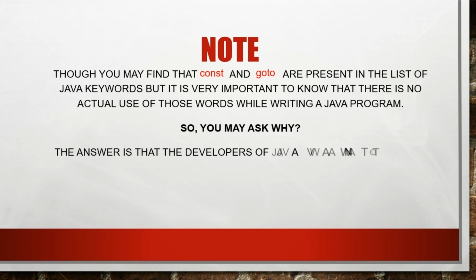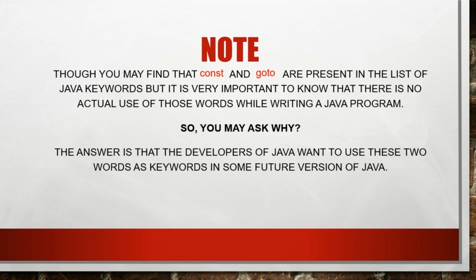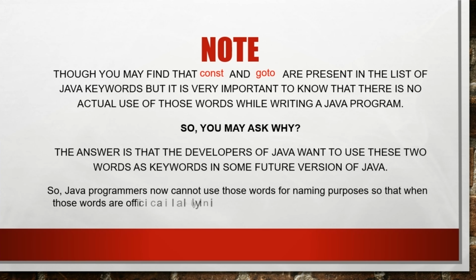So, you may ask, why is there no use of these keywords? The answer is that the developers of Java want to use these two words as keywords in some future version of Java. So, Java programmers now cannot use those words for naming purposes, so that when those words are officially introduced as keywords, the older programs do not become invalid.